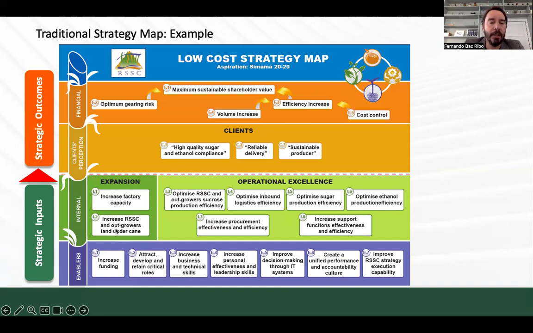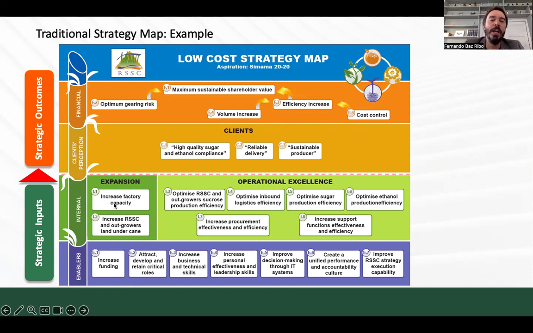First is the expansion. And expansion meant they wanted to have more land under cane, so growing more cane, and also have a bigger factory that could process more cane per hour, right? So obviously, if they achieve that, their volume increase should be higher than the increase in cost. That should drive the unit cost decrease, and therefore, get better profits and be sustainable with the new price in the market. So obviously, you can see the cause and effect of a strategy map.